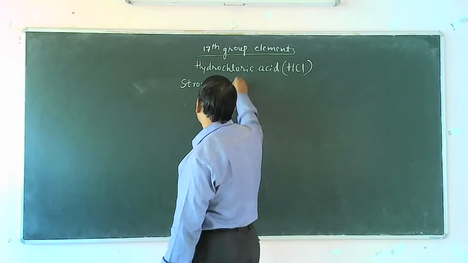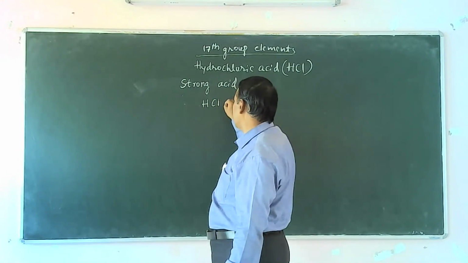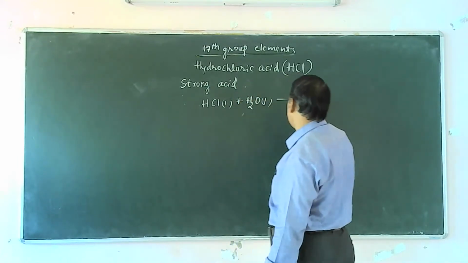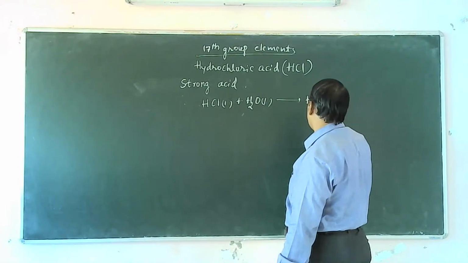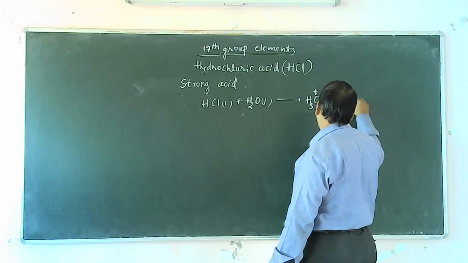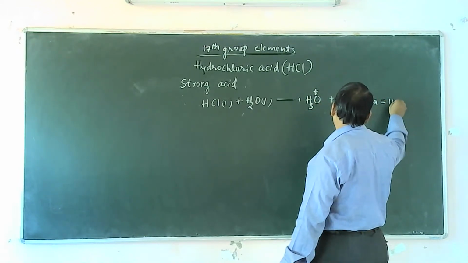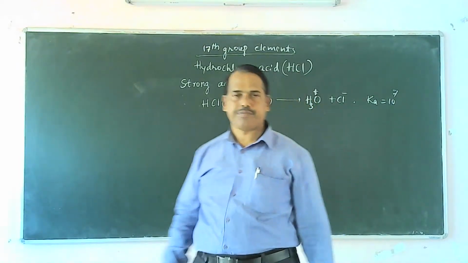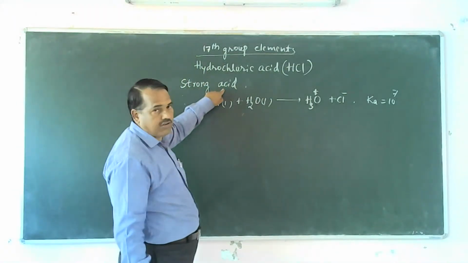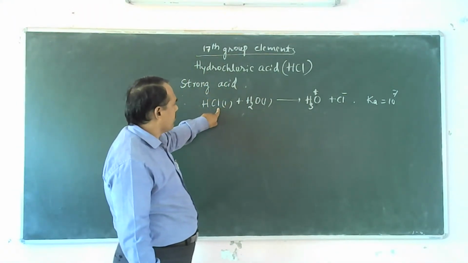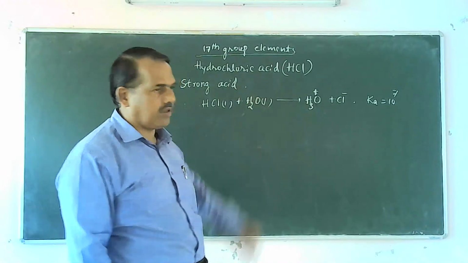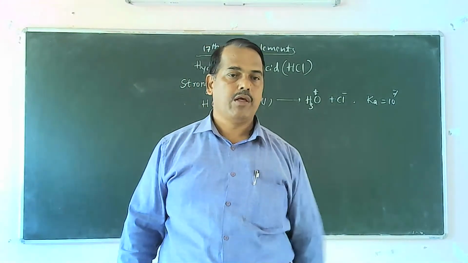Hydrochloric acid, in its aqueous solution, splits into H3O plus and Cl minus, and its dissociation constant K is equal to 10 raised to 7. Therefore, it is a strong acid. It can ionize and release a large number of H plus ions in its aqueous solution. Therefore, it is a strong acid.